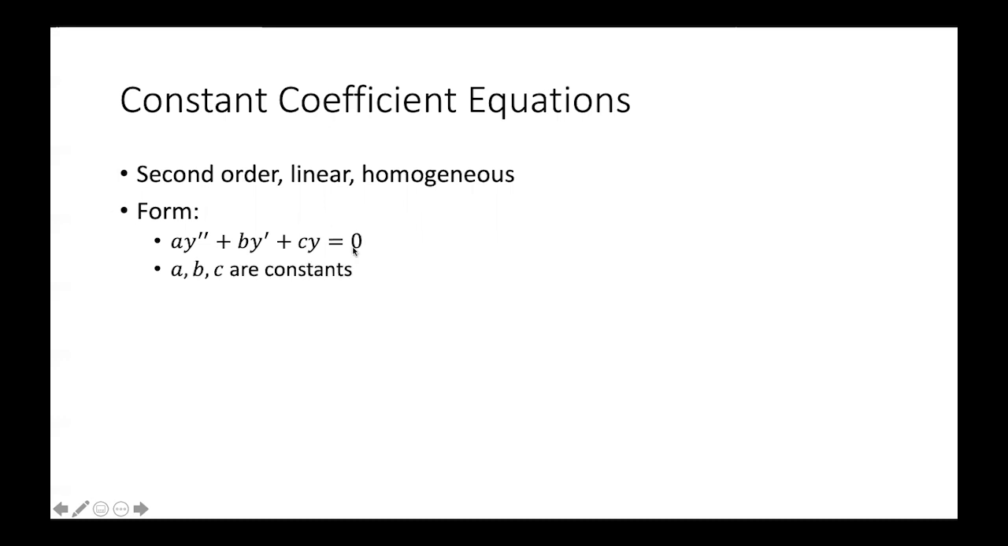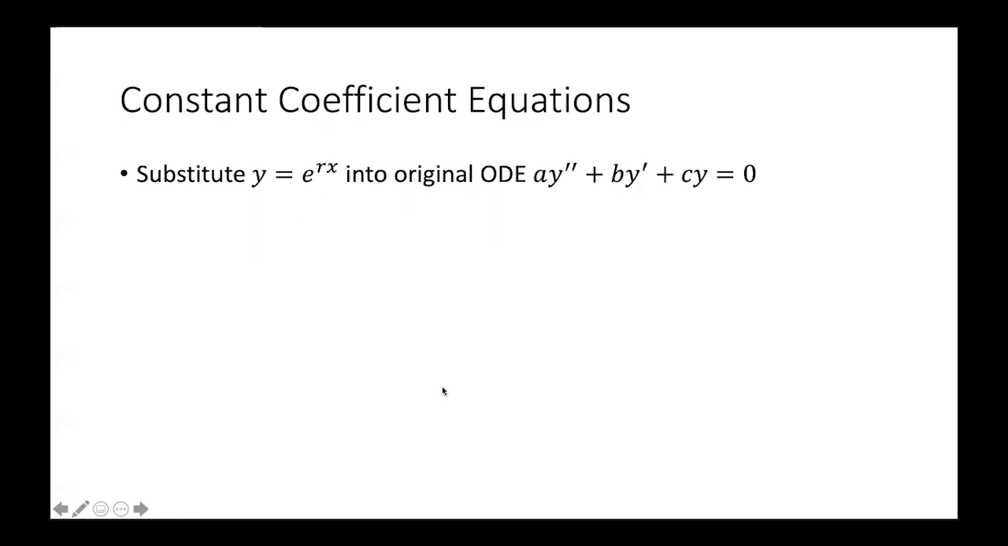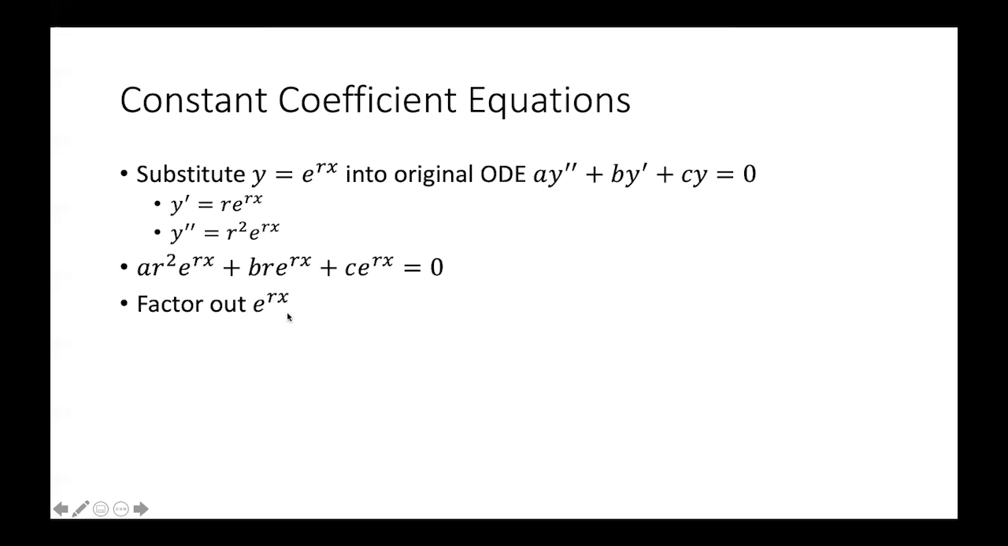So we're going to say that a, b, and c are constants, and we're going to assume solutions in the form of y = e^(rx). If we do that, we're going to want to substitute that solution into our original differential equation. And so we're going to take derivatives. The derivatives seen here, we just use a simple power rule, and then we're going to plug those in, and we can then factor out e^(rx).